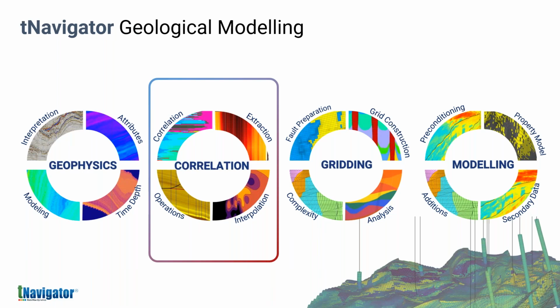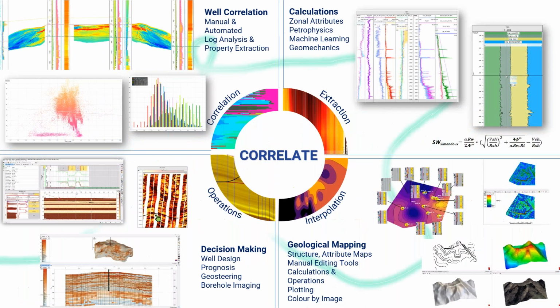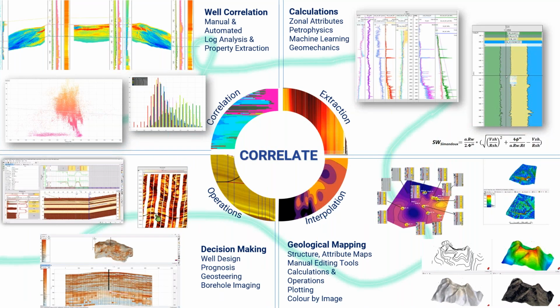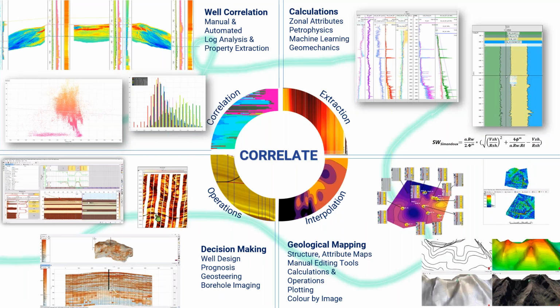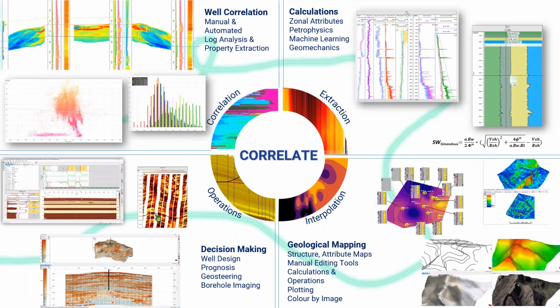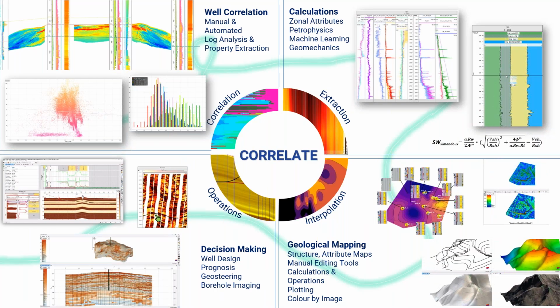The focus of today's talk is going to be predominantly looking at this one part, correlation, and that's where I'll start. So here's just a very quick overview of the types of tools, the types of workflows you might want to start doing within tNavigator. And this starts from the top left. I'll move around in a clockwise manner from well correlation.